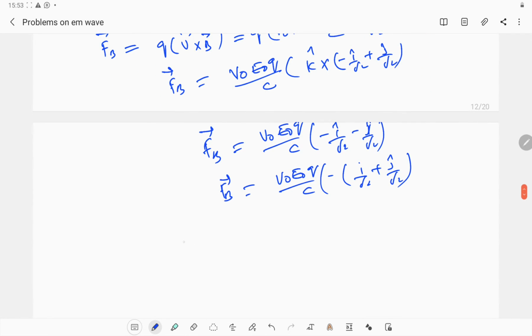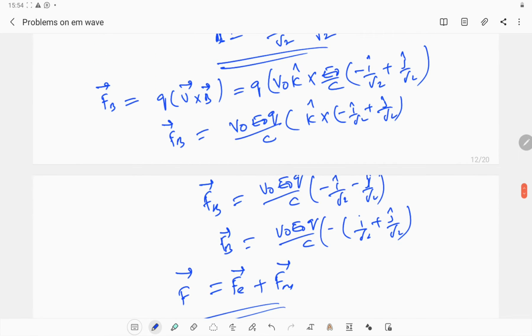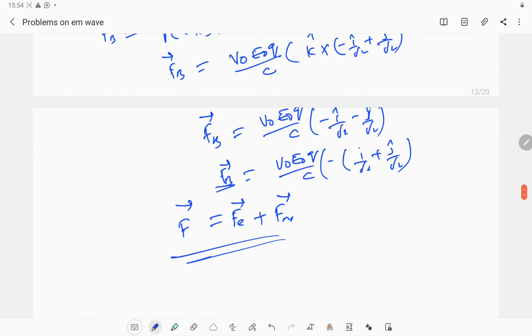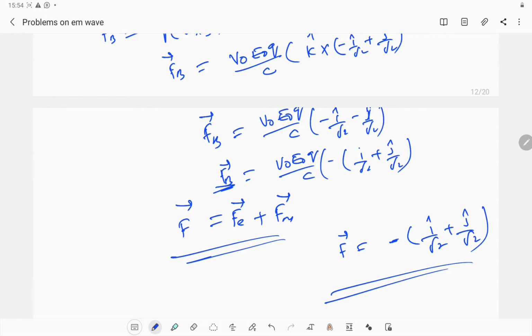This is magnetic. Therefore, total force is equal to force due to electric field and force due to magnetic field. Here I am taking only direction. Due to electric field, here is minus I cap plus j cap by root 2, and magnetic force also minus I by root 2 plus j by root 2. Therefore, finally, force vector is equal to minus of I cap by root 2 plus j cap by root 2. This is the direction of force.